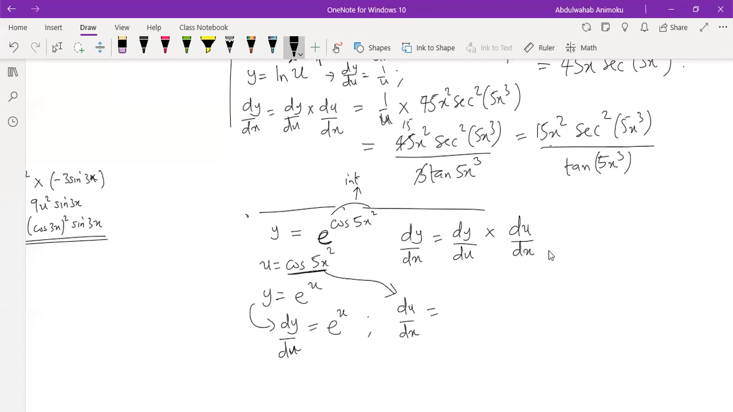So what do we do? We multiply the derivative of the external by the derivative of the internal again. That will be the derivative of cosine, which is minus sine of whatever is inside the cosine function, multiplied by the derivative of the inside, which is the derivative of 5x squared, which is 10x. So we are just using the chain rule at once, right?